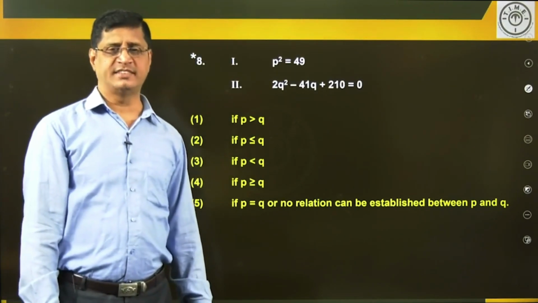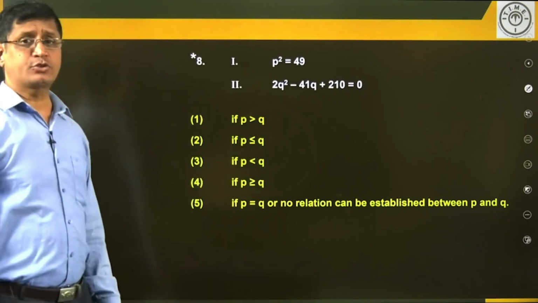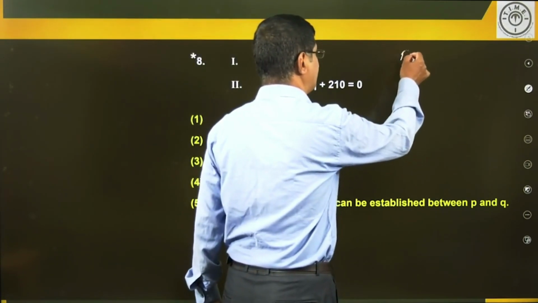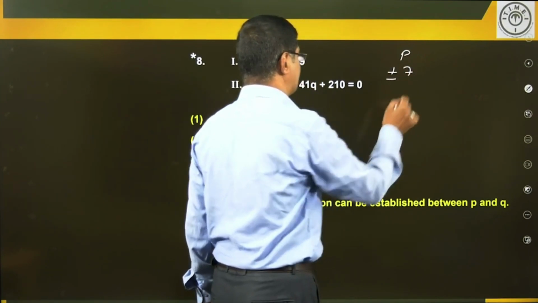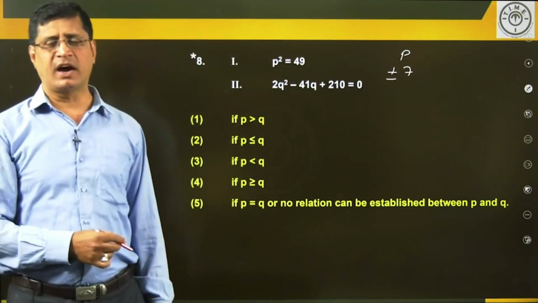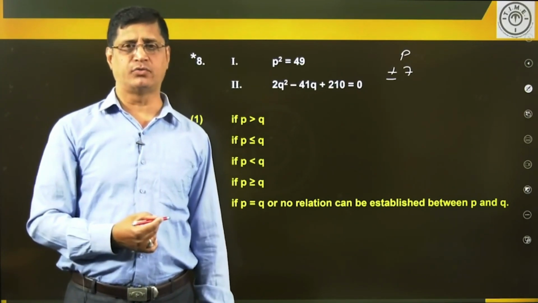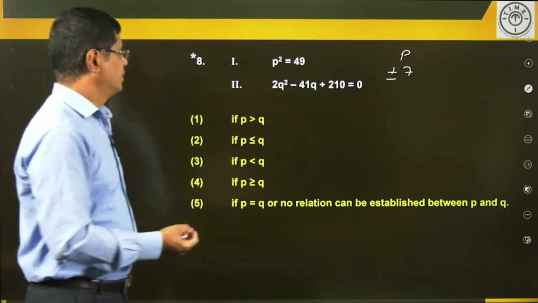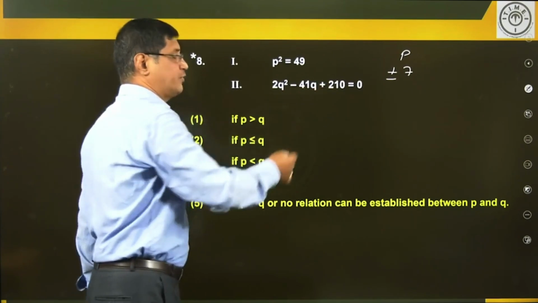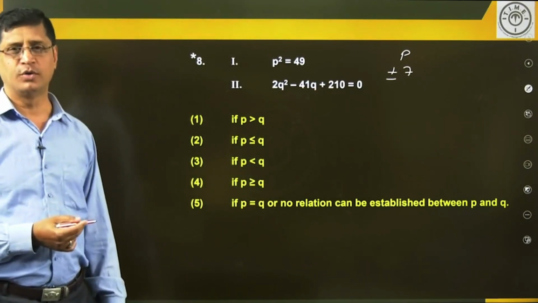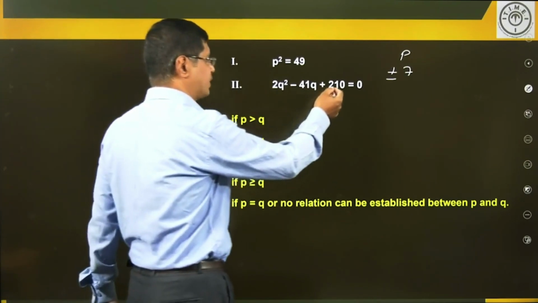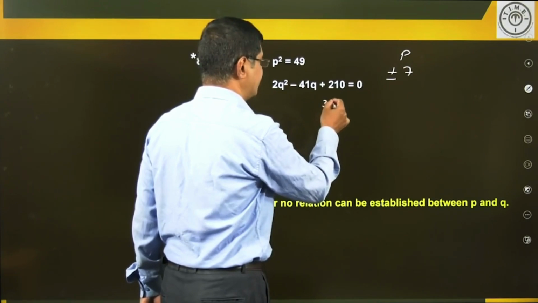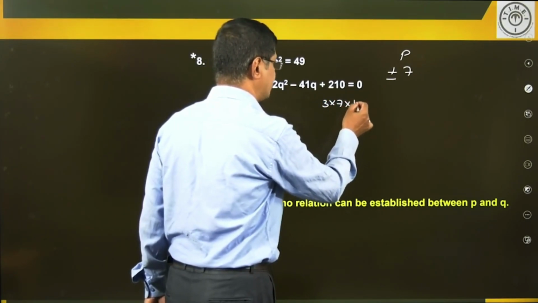Now look at the next example. P square is 49. P square is 49 means how much is the value of P? Plus or minus 7. Plus 7 square is 49, minus 7 square is also 49. Okay. So, plus 7 or minus 7. Look at the next one. 2 times 210, of course, it is 420. So, better to just express it in factors. 210 means here we can write it as 3 into 7 into 10. Am I right?